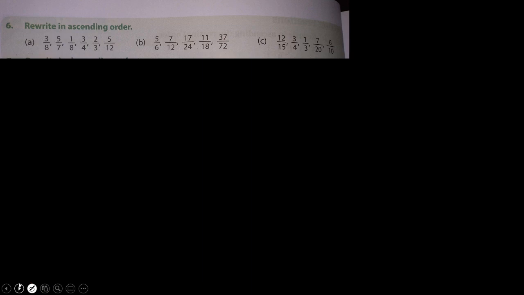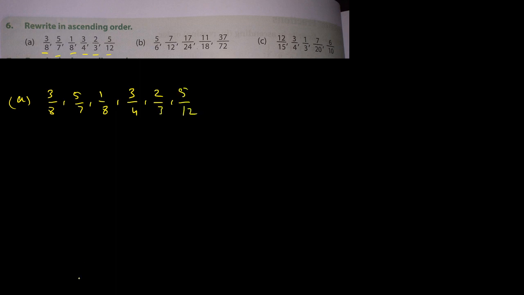Now question number 6. Rewrite in ascending order. Now lots of fractions are given. 6 fractions are given in part A: 3 upon 8, 5 upon 7, 1 upon 8, 3 upon 4, 2 upon 3, 5 upon 12. So we have to arrange these fractions in ascending order.